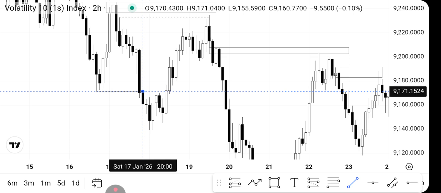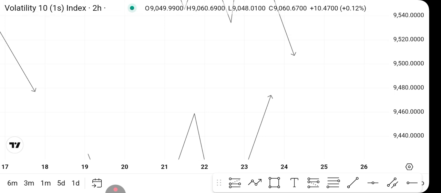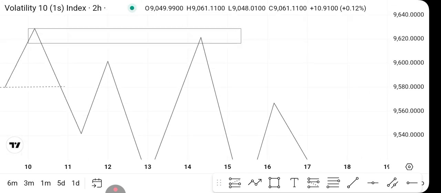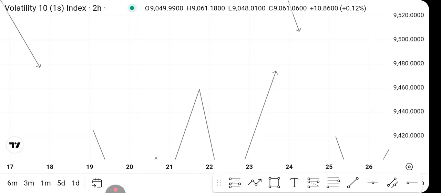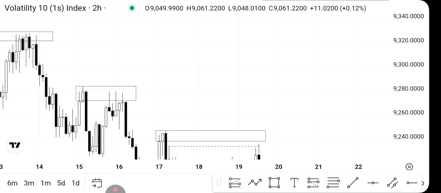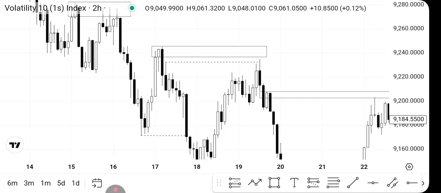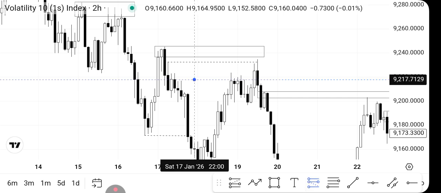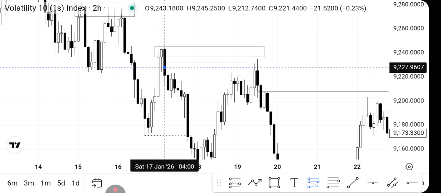The inducement is before the main break of structure, but after the internal break of structure. So you can see the internal break there. Just this break on the lower time frame. If you go there.